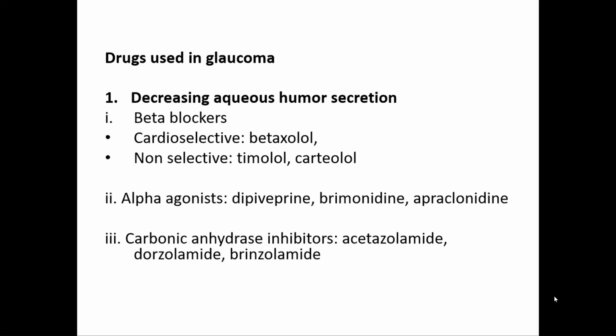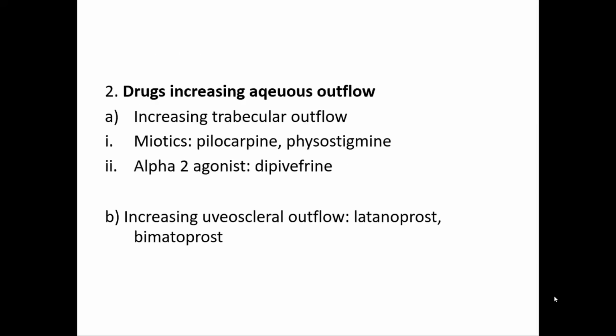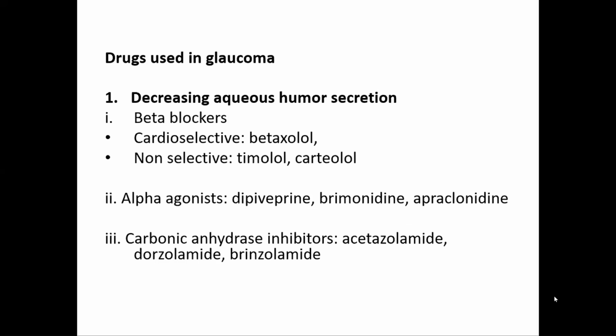There are two different approaches for the treatment of glaucoma. One approach is to decrease the aqueous humor secretion, and another approach is to increase the aqueous outflow, or increase the drainage of the aqueous humor. What are the drugs involved in decreasing the aqueous humor secretion? They include the beta blockers, which may be cardioselective beta blockers like betaxolol, or non-selective beta blockers like timolol or carteolol, and alpha agonists like dipivefrin, brimonidine, apraclonidine, and carbonic anhydrase inhibitors: acetazolamide, dorzolamide, and brinzolamide.